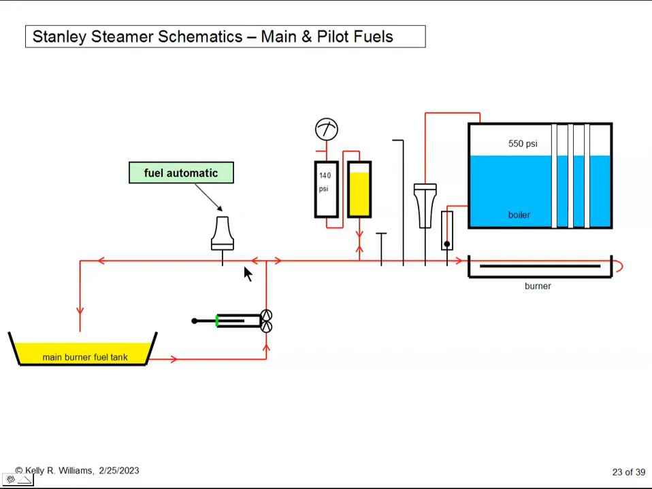So what's really happening is that much of the output of the pump is going directly across here to the burner, and the rest of it is going past the fuel automatic back to the tank. The pressure tank is really only serving as a buffer to the rapid pressure oscillations caused by the pump strokes.